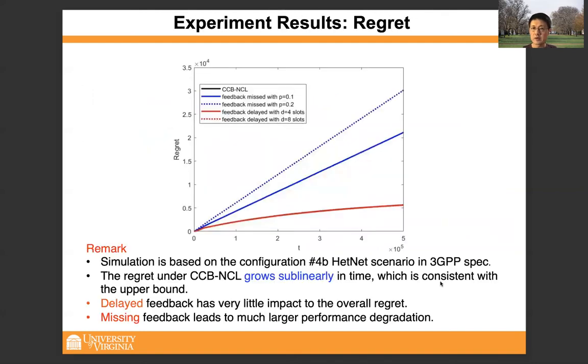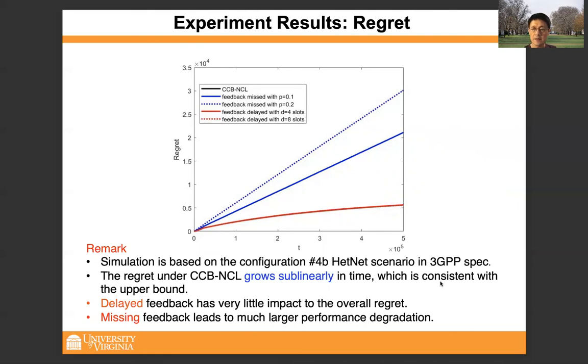The experimental results are very promising. We see that our CCUCB algorithm has a regret that grows sublinearly in time. This is consistent with our upper bound. Additionally, the delayed feedback has very little impact on the overall regret.